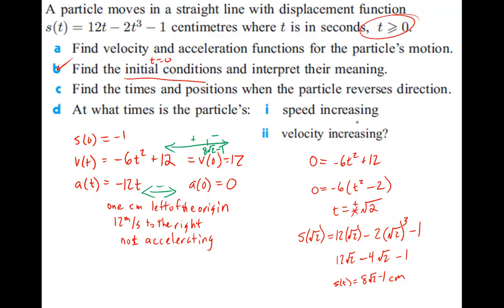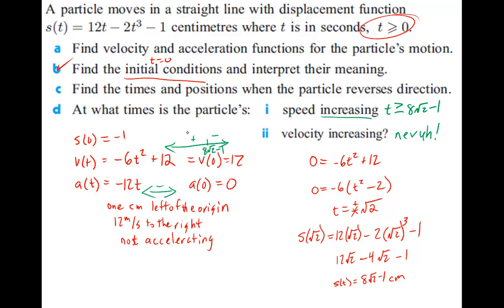So the answer about the velocity increasing is never. And when is the speed increasing? Anytime when t is greater than or equal to root 2, the speed is increasing. Now, you may look at this and say, does that really make sense, Mr. Bauer? It can't be increasing at root 2 because it's 0 there. Well, it is 0 there, but no matter how much time you look in the future, it then has increased.